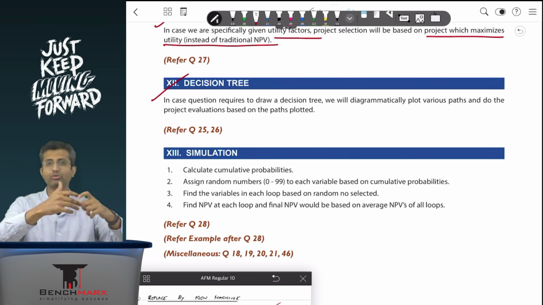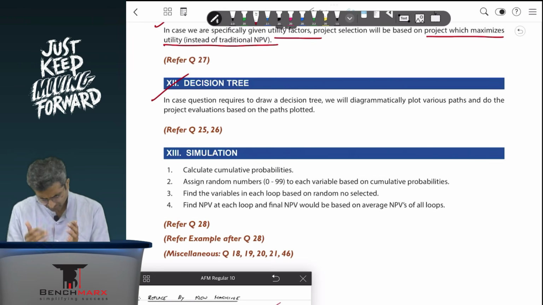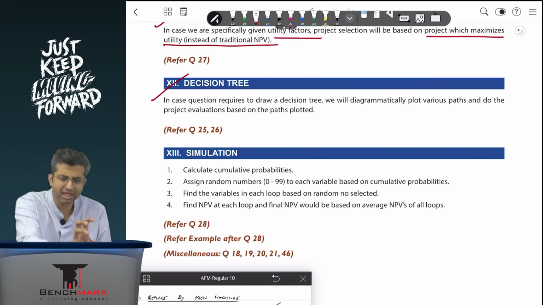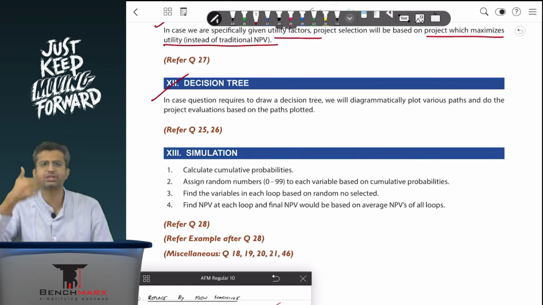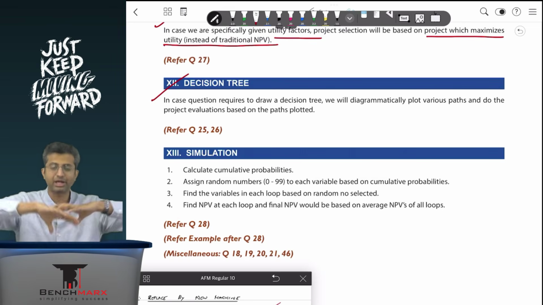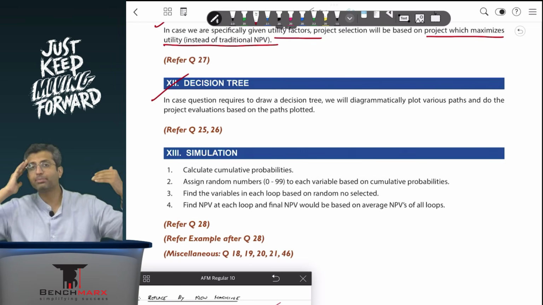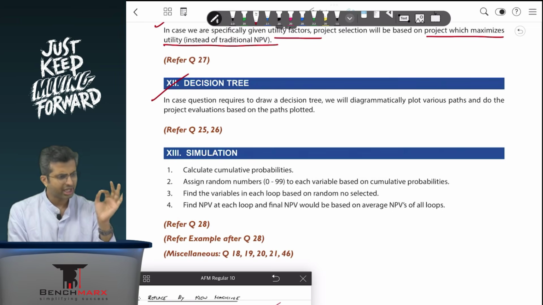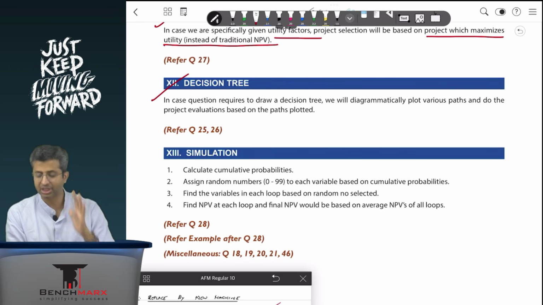In that case, you have to make a flowchart type of a thing and conclude like a consultant and say that if this thing happens, then what should be your outcome? If this happens, what should be your outcome? So you can try to make a chart where there are multiple decision areas. Usually in questions, you have only one decision area: if NPV is positive, accept the project, NPV is negative, reject the project.